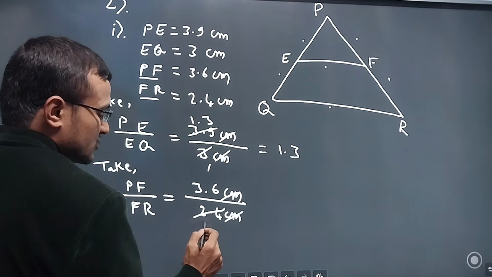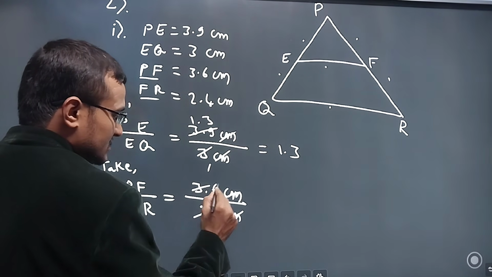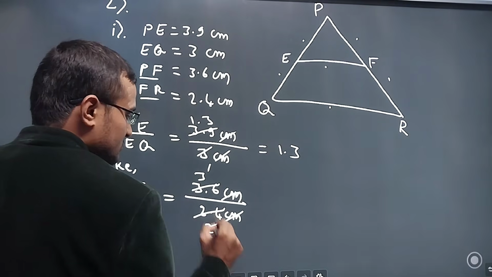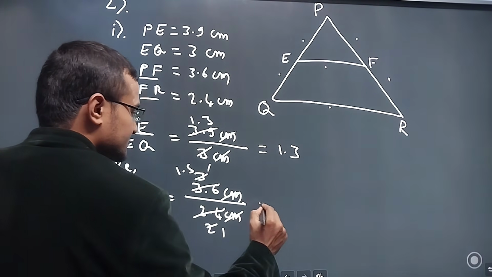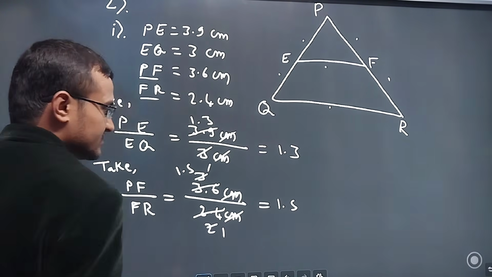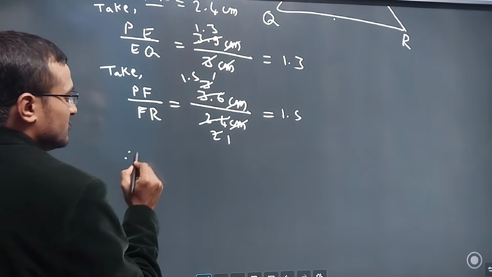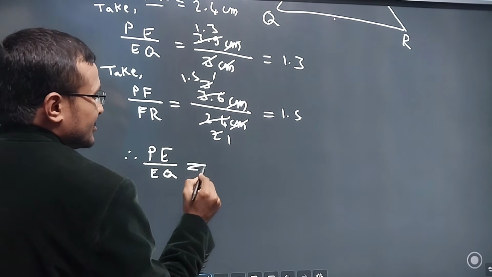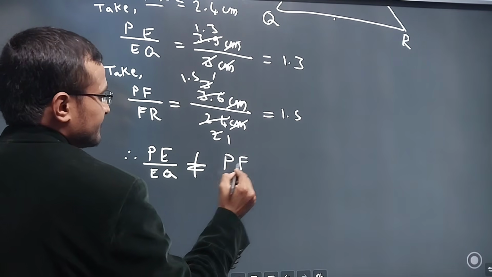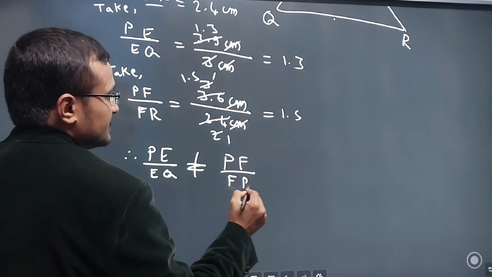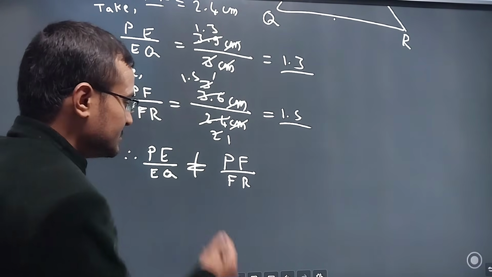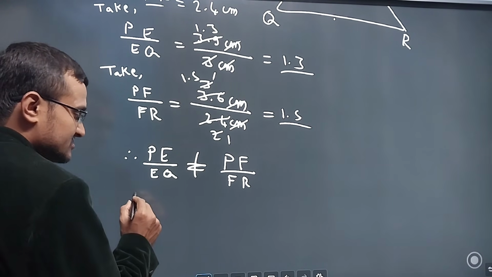So here 12 twos are 24, 12 threes are 36. So 3 by 2. So 2 ones are 2, 2 1.5s are 3. So 1.5 is the ratio. So therefore PE by EQ is not equal to PF by FR, because here PE by EQ is 1.3, PF by FR is 1.5. So those two are not equal to each other.